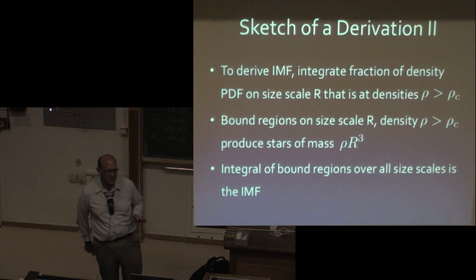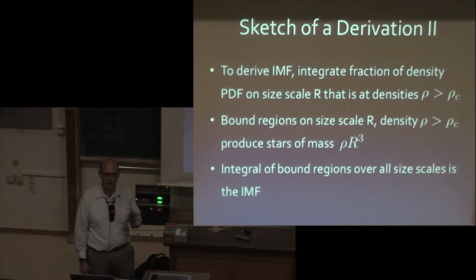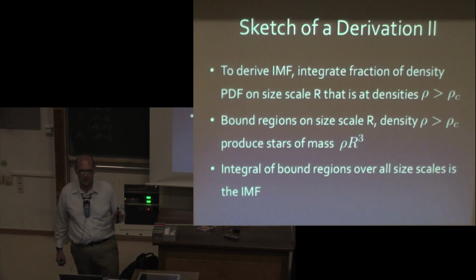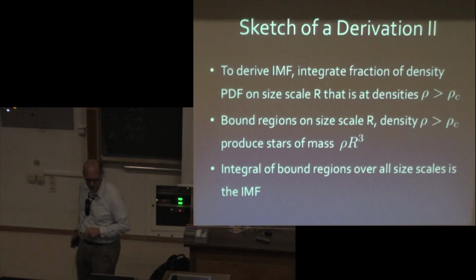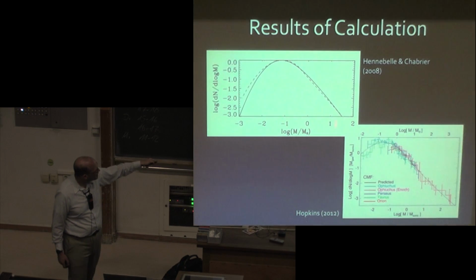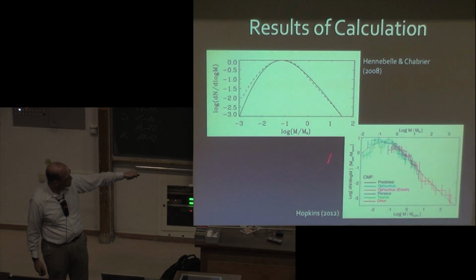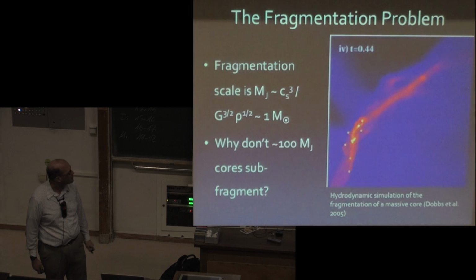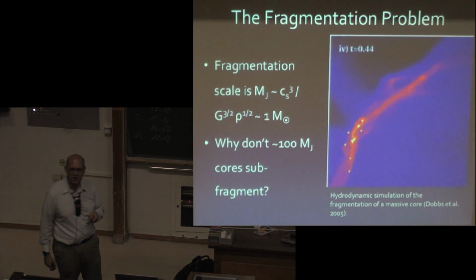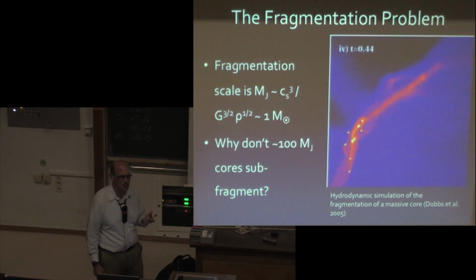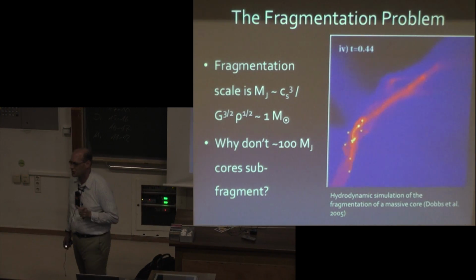In fact, this is closely related to the excursion set formalism used in cosmology, and can be done in more or less exactly the same way. So that's pretty good. And when you do that, you get something that looks plausibly like the observed IMF. All right, there's a problem. This gives you the mass distribution of gravitationally bound regions. It gives you the mass distribution of things that should be bound.